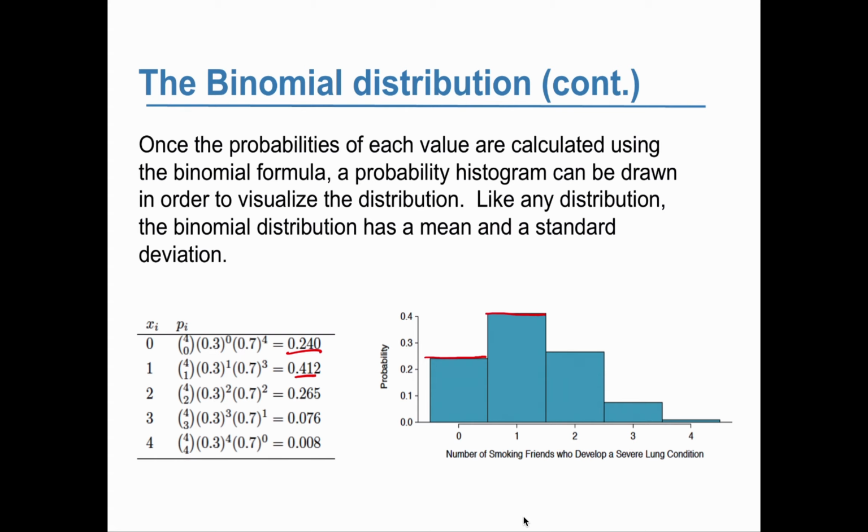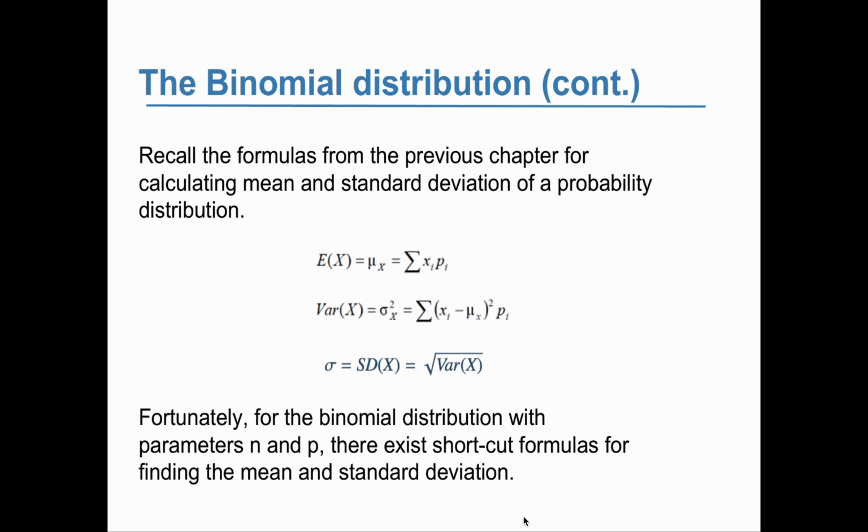Like any distribution, a binomial distribution has a mean and a standard deviation. The mean of any probability distribution, any random variable, is the sum of xi times pi, the value times the probability of that value. The variance is going to be the sum of each xi minus the mean squared times its probability. Fortunately, for binomials, there are shortcut formulas, because doing this all the time would be a huge pain.